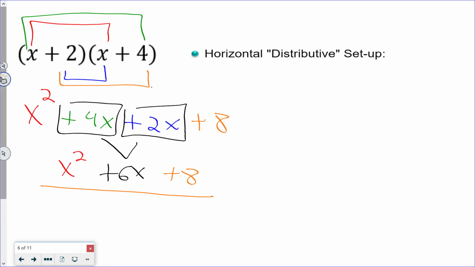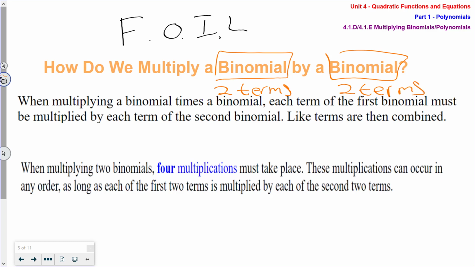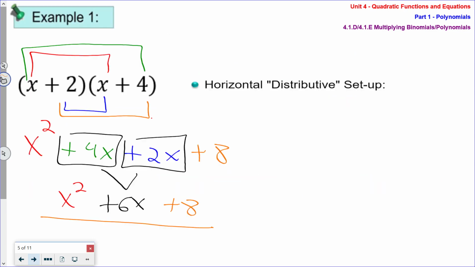Multiplying a binomial, which is two terms, by another binomial, which is two terms. Two terms times two terms, a binomial times a binomial.